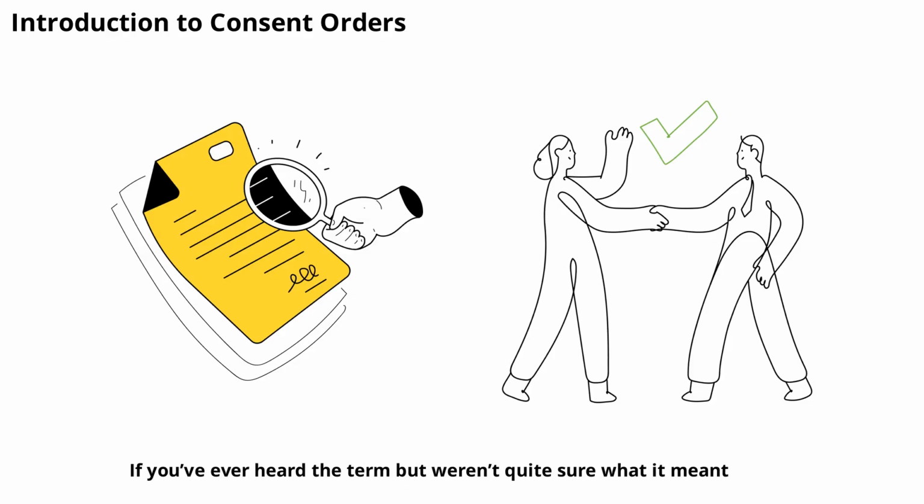If you've ever heard the term, but weren't quite sure what it meant, you're in the right place. Consent orders are important legal tools used in various situations, from family law to business disputes. They play a crucial role in resolving conflicts without the need for a lengthy trial. In this video, we'll break down exactly what a consent order is, why it matters, and how it can impact those involved. Let's start by understanding the basics before moving into more detailed examples and scenarios.